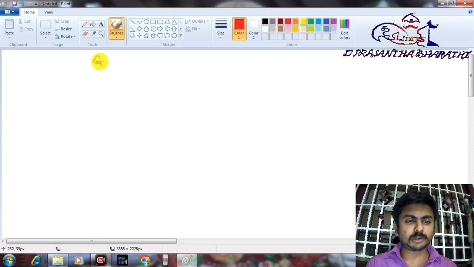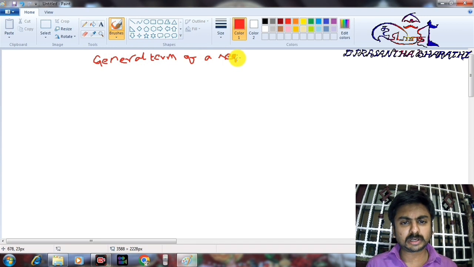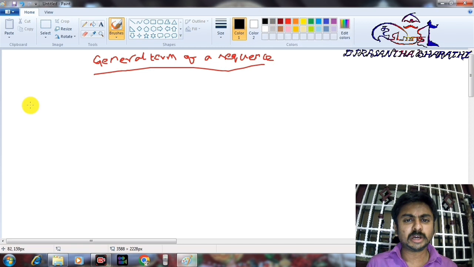Today we are going to find the general term of a sequence. So for the general term of a sequence, for this session we are considering a few problems.